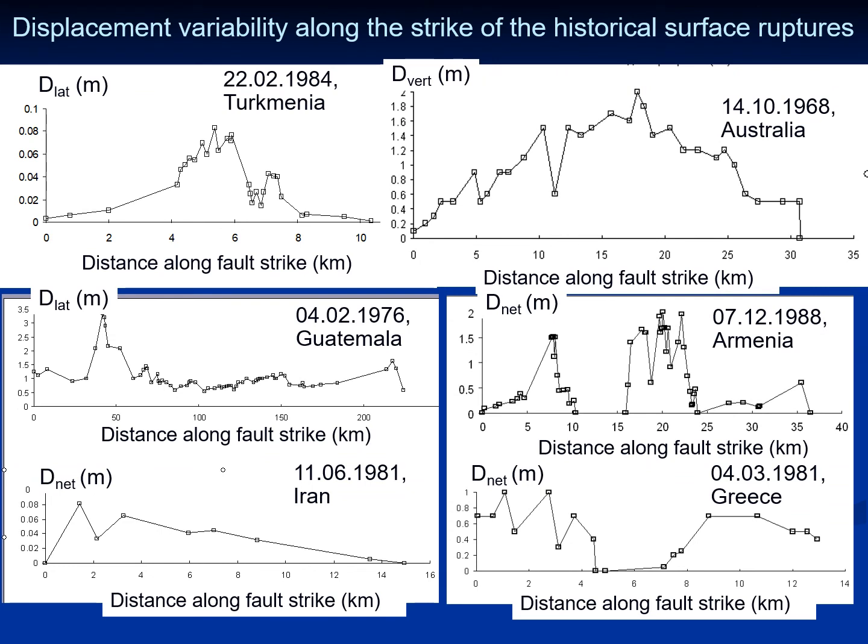Here we can see displacement variability along the strike of historical surface ruptures. And you can see that they are quite different. There are faults with maximal offset in the central part of the rupture, at the edge of the rupture, at one end of it, and there are multi-horn ruptures with several maximal sections.